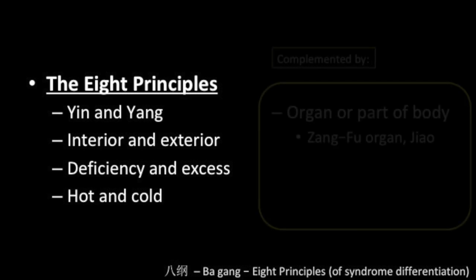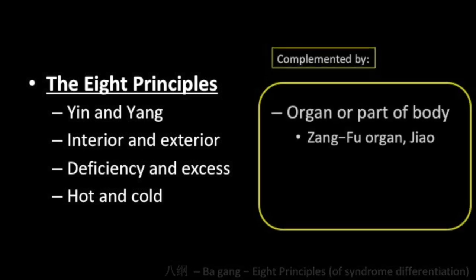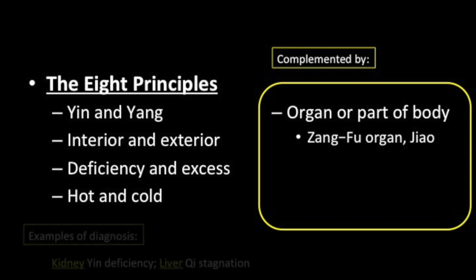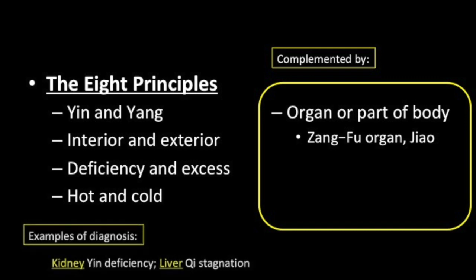In a diagnosis, the 8 principles are usually considered with respect to one or several organs, to one of the sanjiao, or 3 burners, or to a general part of the body, and this may include a description of its state. Examples would be kidney yin deficiency or liver qi stagnation.